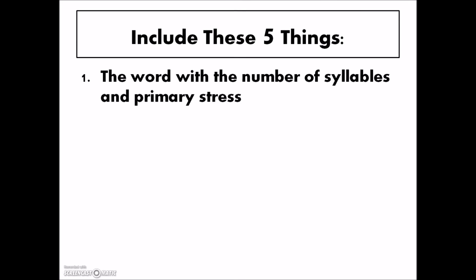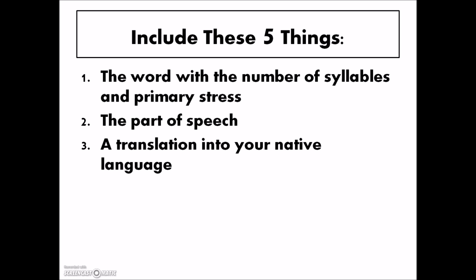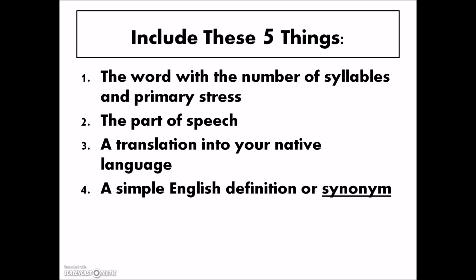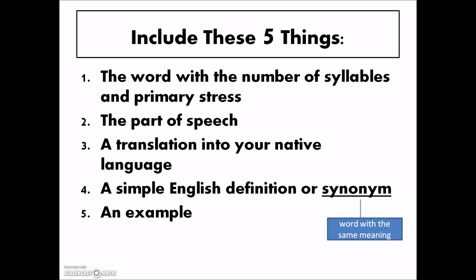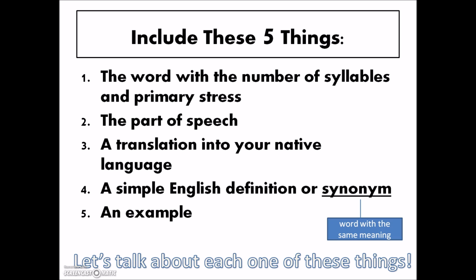Okay, I get it. I've got to keep it simple. So what kind of information should I include? You should include these 5 things. 1. The word with the number of syllables and primary stress. 2. The part of speech. 3. A translation into your native language. 4. A simple English definition or synonym. And 5. An example. Let's talk about each one of these things.